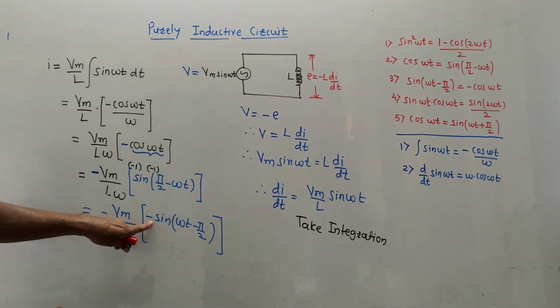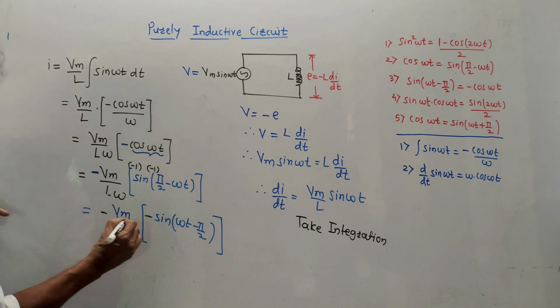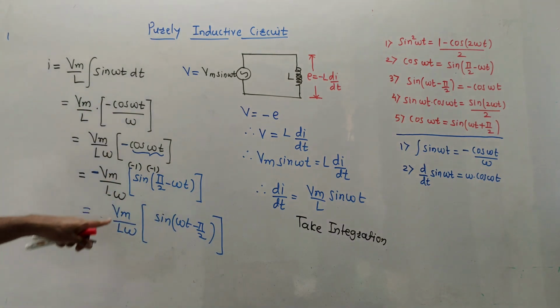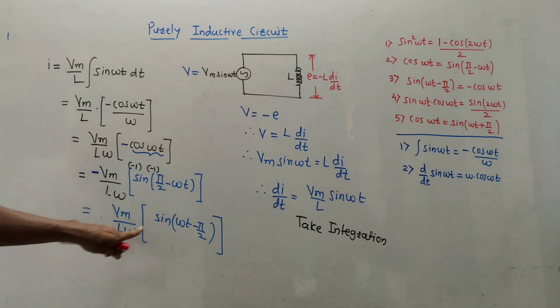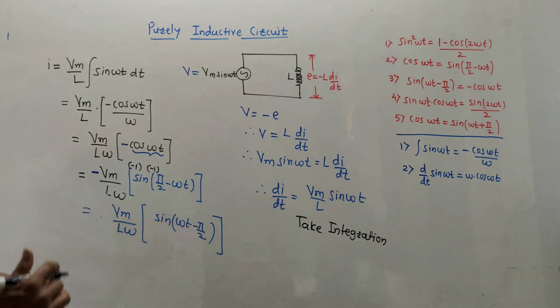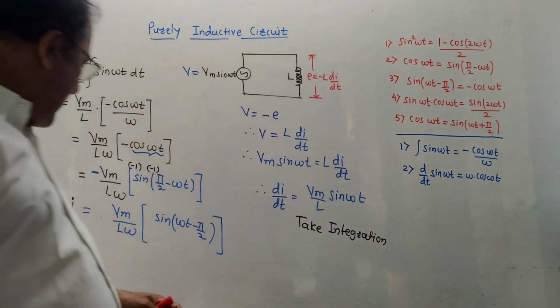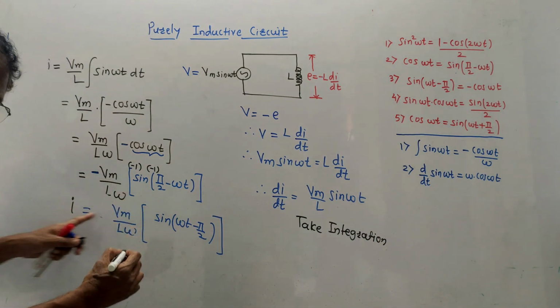Now we know that this minus sign and this minus sign become plus, so I will directly cancel out this sign. So this becomes Vm upon L omega sine of omega t minus pi by 2. In the standard form, if I want to write the equation of current, just now we discussed in the previous derivation, this is the constant term, and this is the equation of current.